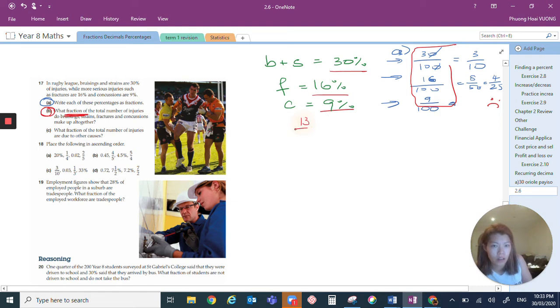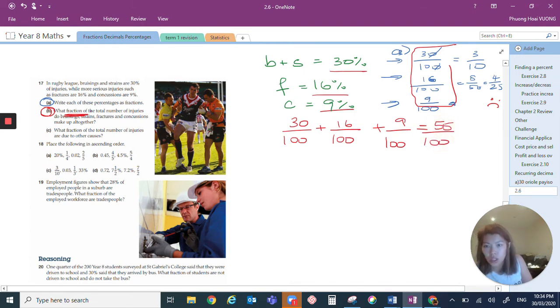So let me write it out. 30 plus 16 plus 9. Sorry. 30 plus 16 is 46. 46 plus 9 is 55 over 100.